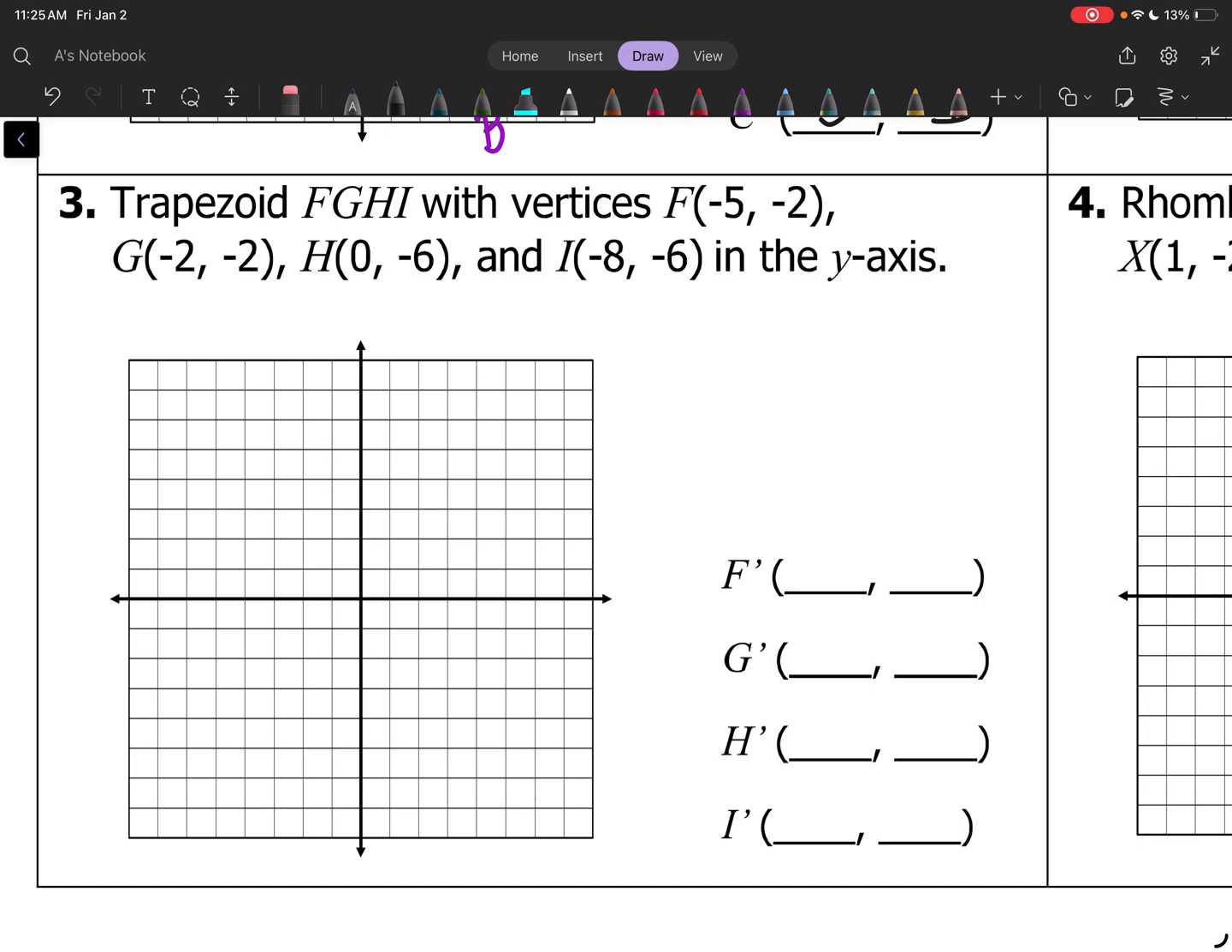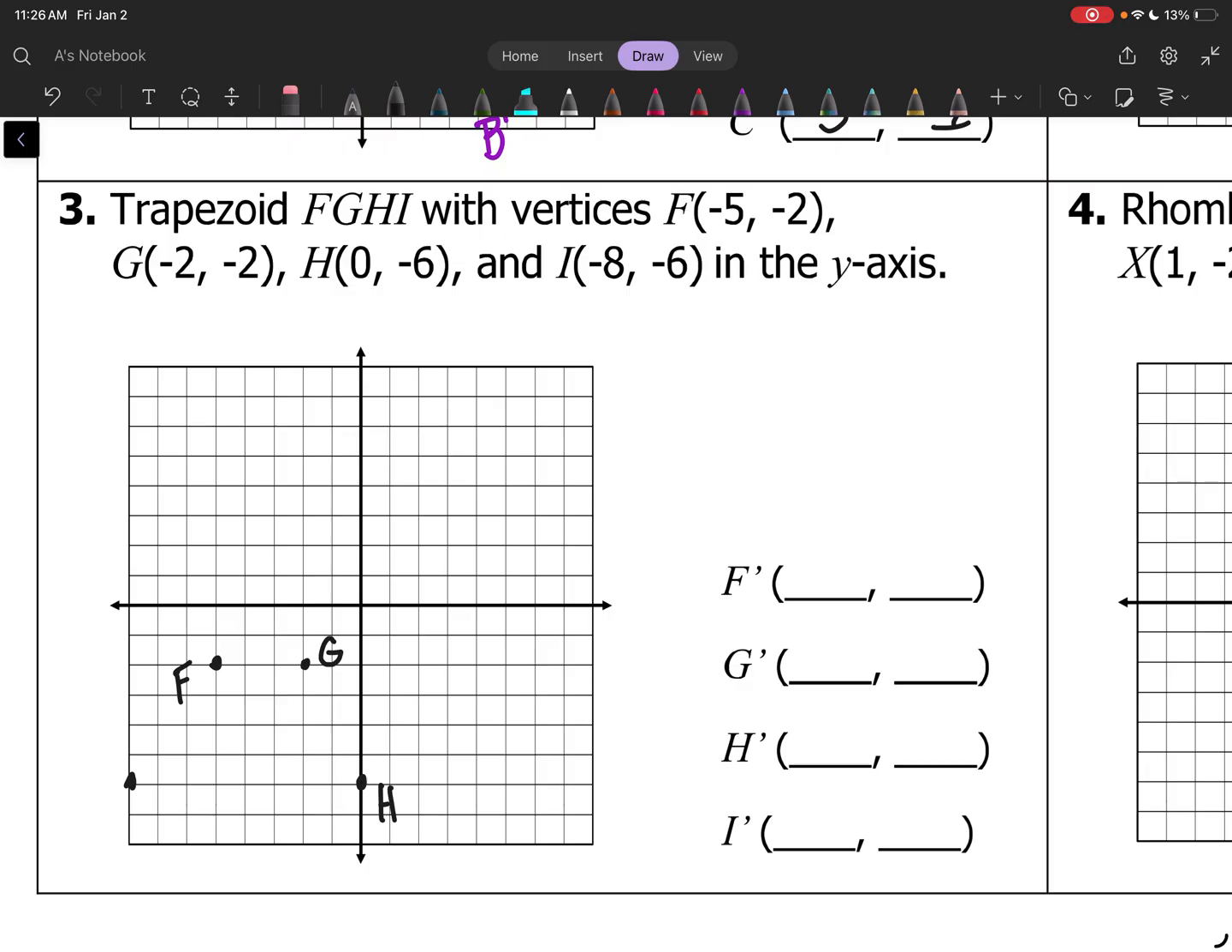Trapezoid FGHI with vertices F, negative 5, negative 2. G is negative 2, negative 2. H is 0, negative 6. And I is negative 8, negative 6. I must follow my letters. F to G, G to H, H to I, and then I back to F.